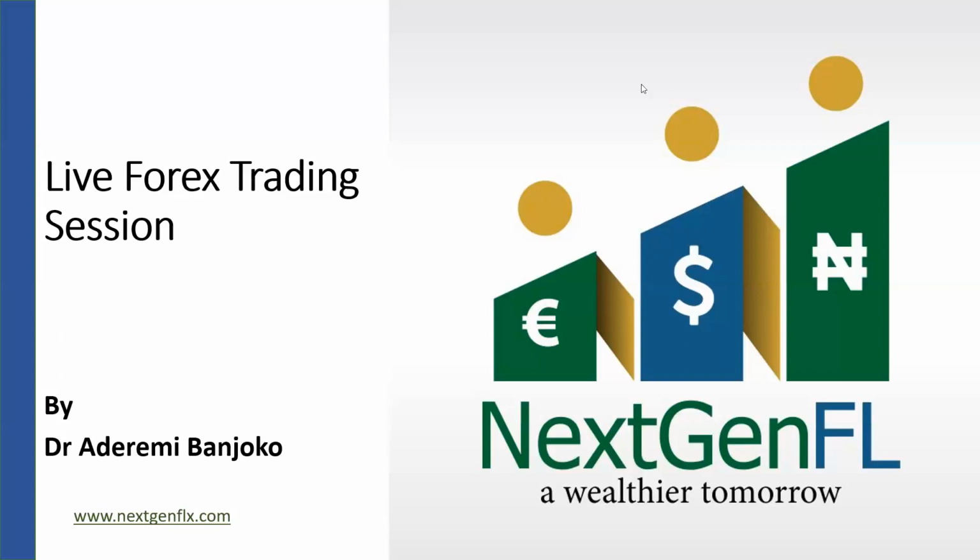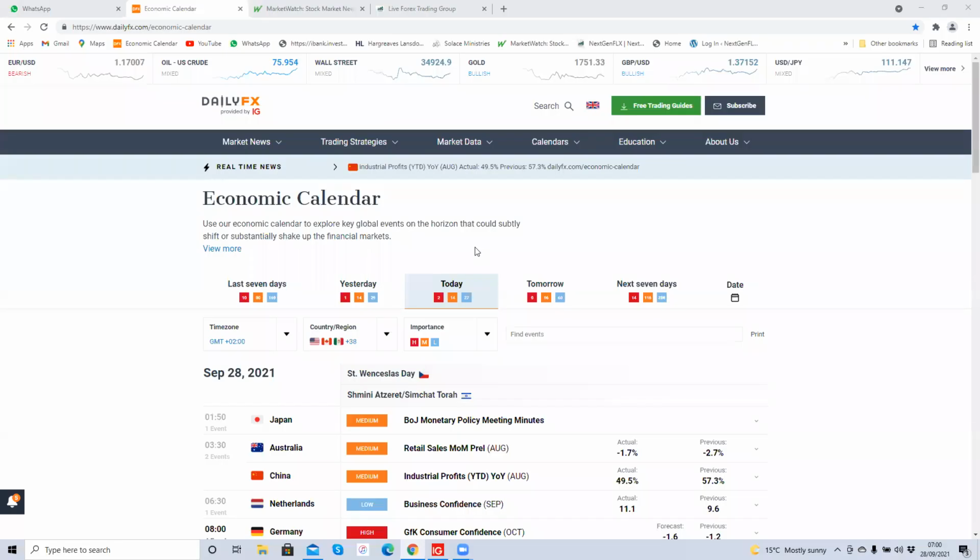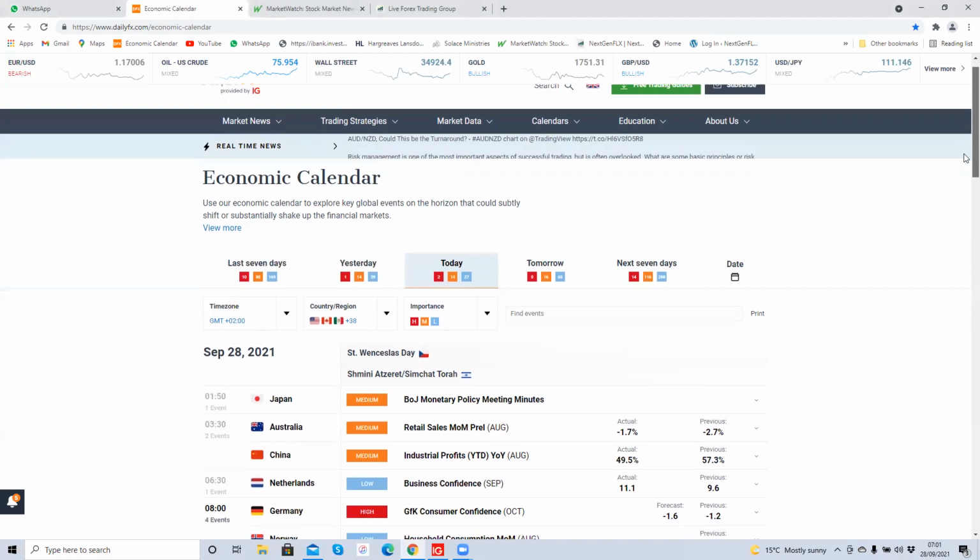As usual, we start off with the economic calendar. Looking at the economic calendar for today, today is Tuesday, the 28th of September. And as usual, my economic calendar is set to GMT +2. So make sure you set your own economic calendar to your own time zone, wherever you are. So the times I'll be quoting will be GMT +2 times. So let's see what's coming out that could affect the markets we're looking at, which is the Euro US dollar and the dollar Canadian dollar.